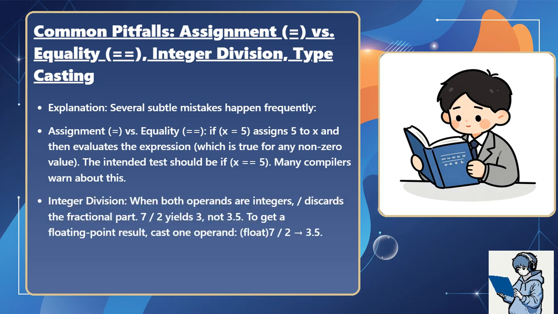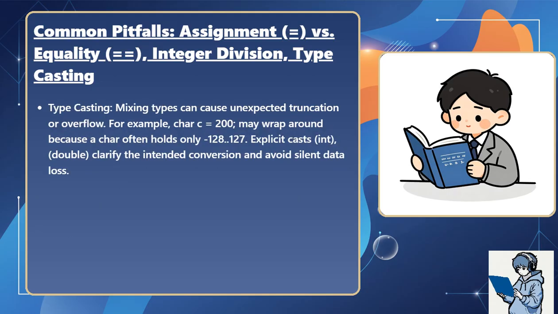Integer division. When both operands are integers, divide discards the fractional part. 7 / 2 yields 3, not 3.5. To get a floating point result, cast one operand: (float)7 / 2 yields 3.5. Typecasting. Mixing types can cause unexpected truncation or overflow. For example, char c = 200 may wrap around because a char often holds only -128 to 127. Explicit casts like (int) or (double) clarify the intended conversion and avoid silent data loss. Being aware of these pitfalls prevents logic errors that are hard to debug.